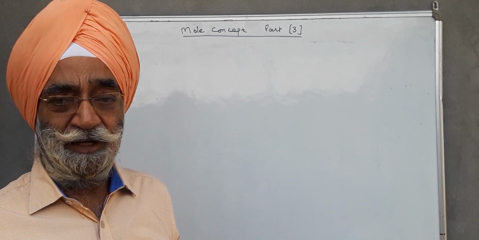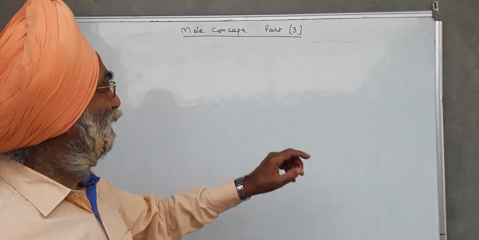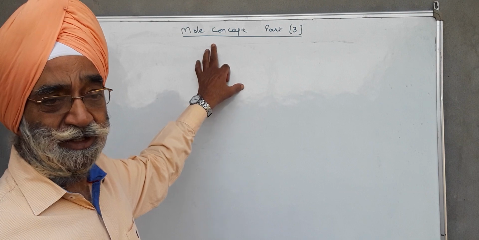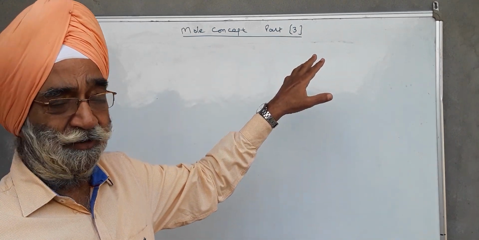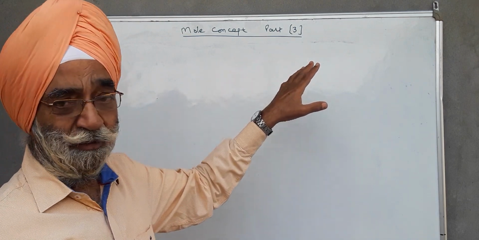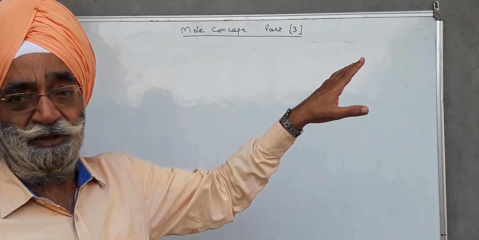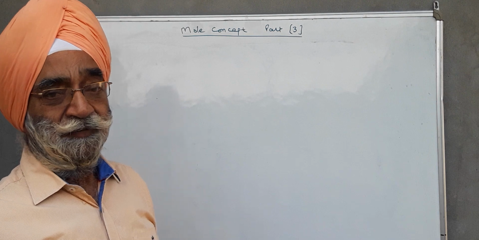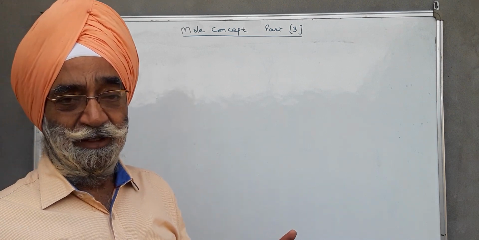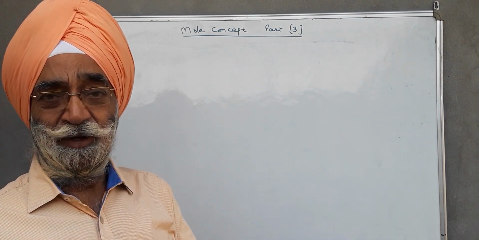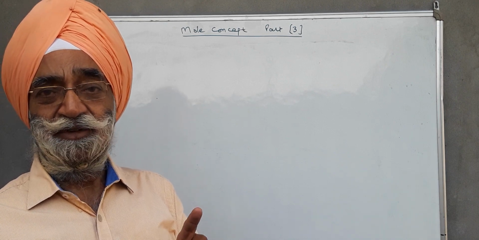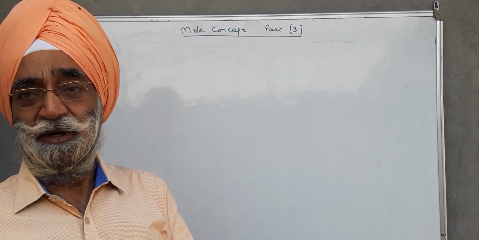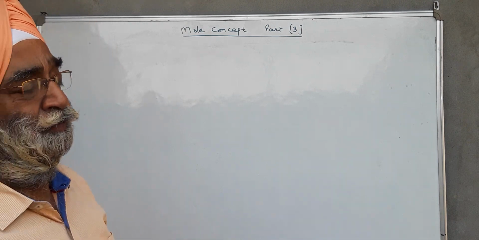This is part 3 of the discussion on mole concept. We shall correlate number of moles of different elements or different compounds with a concept that same number of moles of different elements and compounds have same number of atoms and same number of molecules.